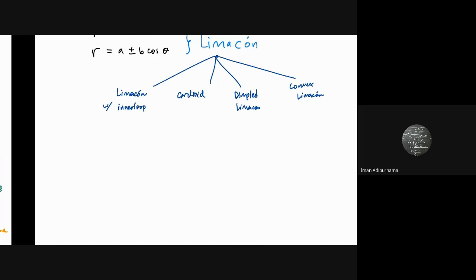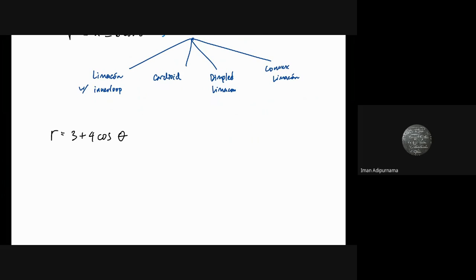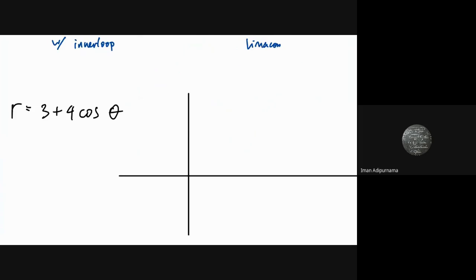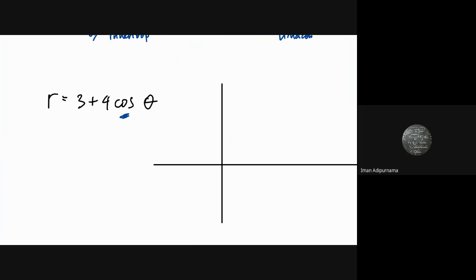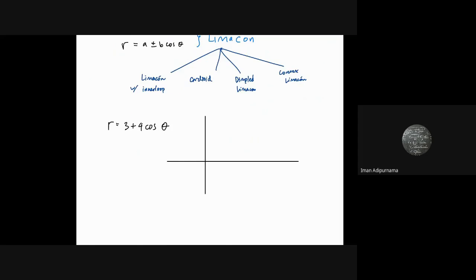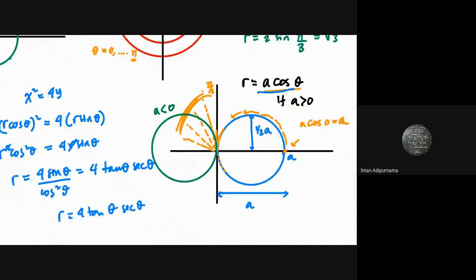Okay, for example, how to draw. Let me write the example first, and then we analyze what it is. Let's say we have 3 plus 4 cosine theta. To draw, let me give you a shortcut, but I hope you get this point. This shortcut here, if you remember the cosine from the previous circle, let me just remind you what it is. The cosine having a circle on the right or on the left, right? From cosine theta.